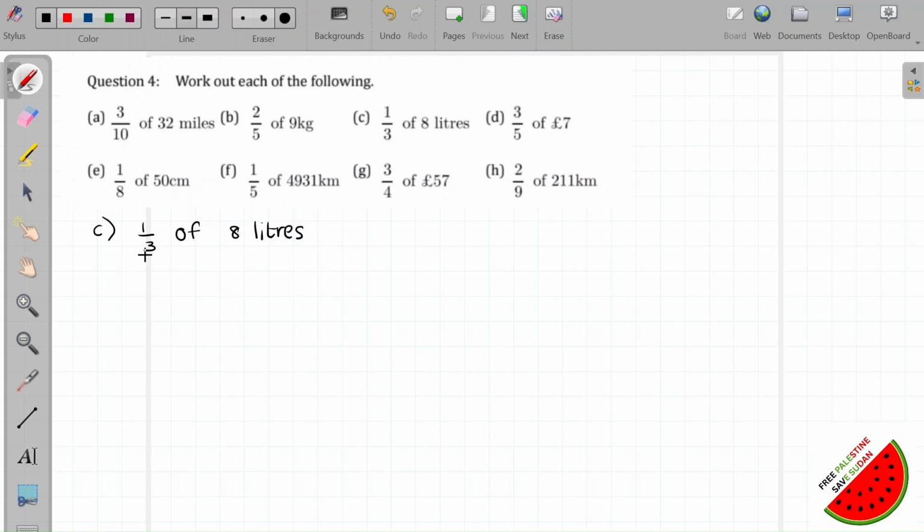So the first way, we do 1/3 times 8. Okay, divide by the denominator, multiply by the numerator. So 8 divided by 3. This is going to be a recurring number.